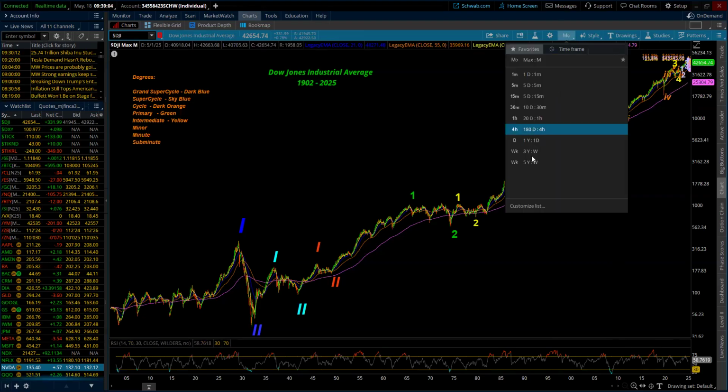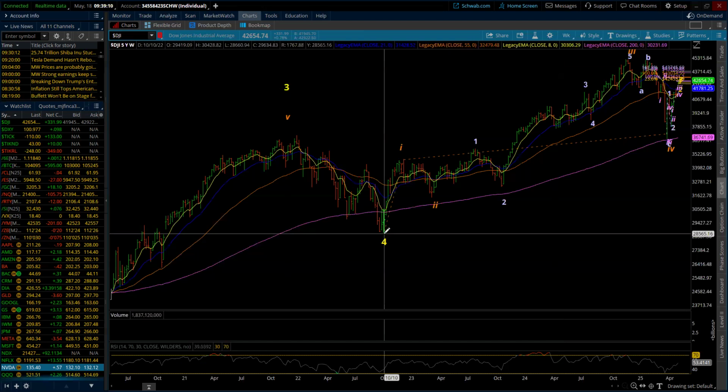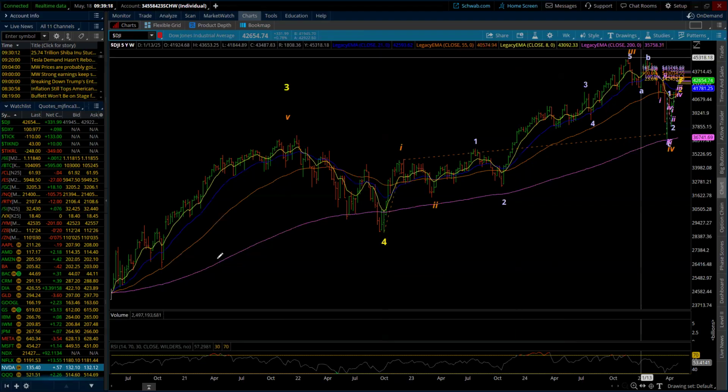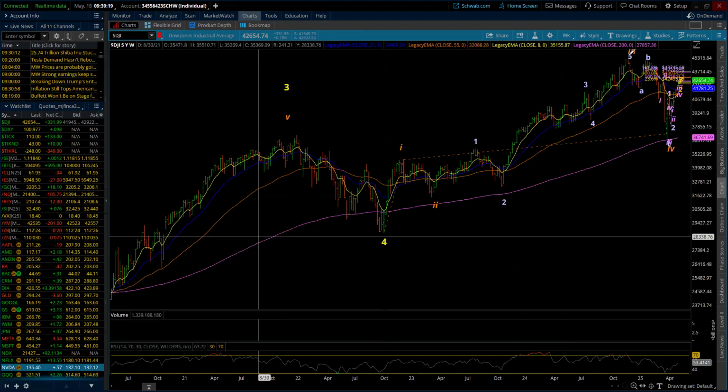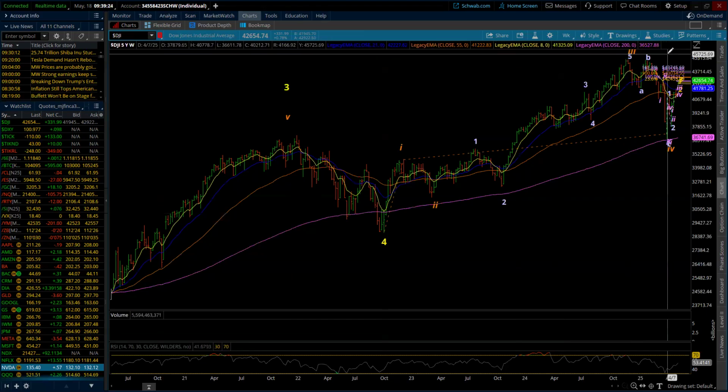We are in, I'm going to go down to my 5-year chart. There's intermediate wave 3, intermediate wave 4, which bottomed in October of 2022. So we're inside intermediate wave 5 of primary wave 5 of cycle wave 3. Now, that just takes us to there. We don't really need to go much higher than that.